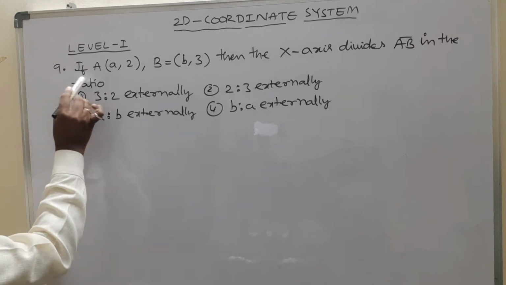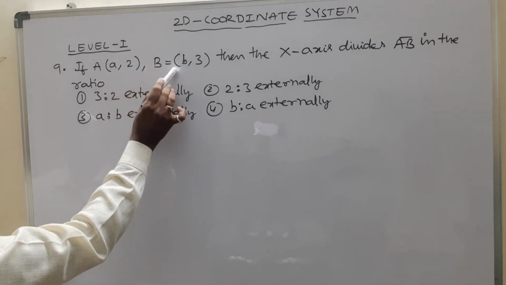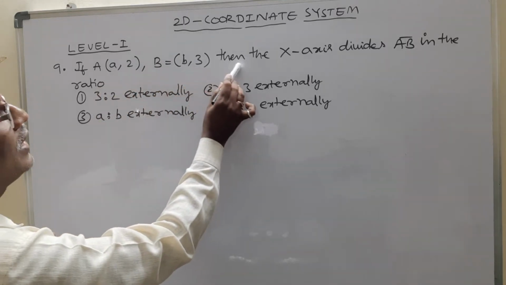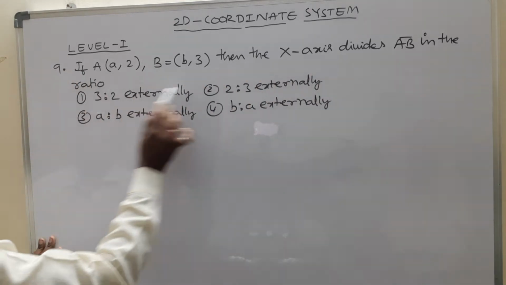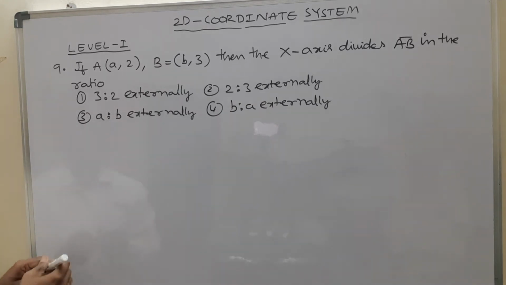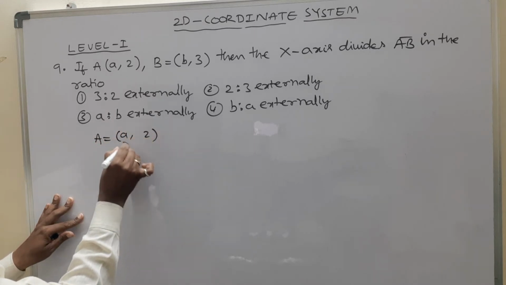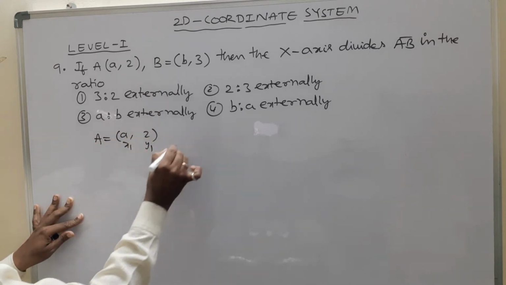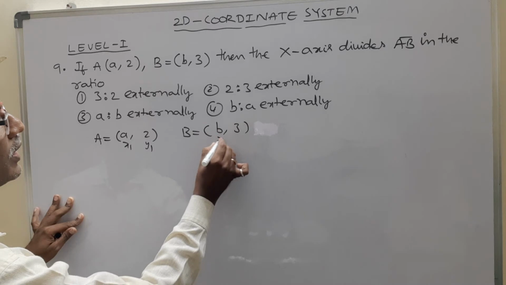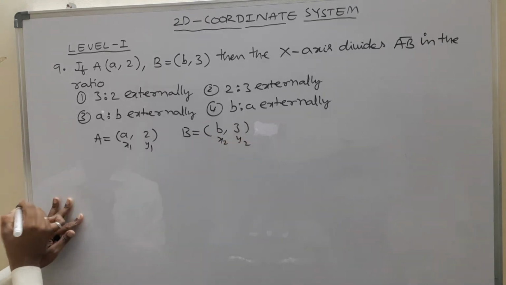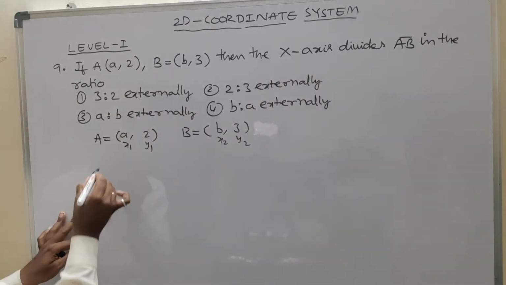Question number 9. If A equals (a, 2) and B equals (b, 3), then the x-axis divides AB in the ratio. Here the four options are given. The given point A equals (a, 2), the coordinates x1, y1. B equals (b, 3), the coordinates x2, y2. Here in this question, the ratio in which the x-axis divides AB.